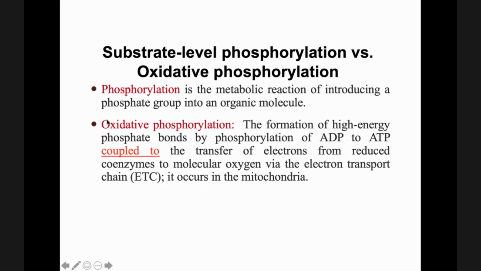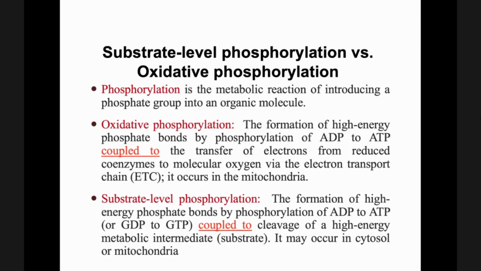The formation of high energy phosphate bonds by phosphorylation of ADP to ATP coupled to a transfer of electron from reduced coenzyme to a molecular oxygen via the electron transport chain, which occurs in the mitochondria. So the oxidative phosphorylation takes place in the mitochondria.